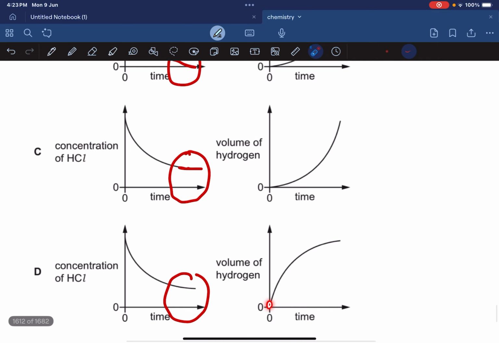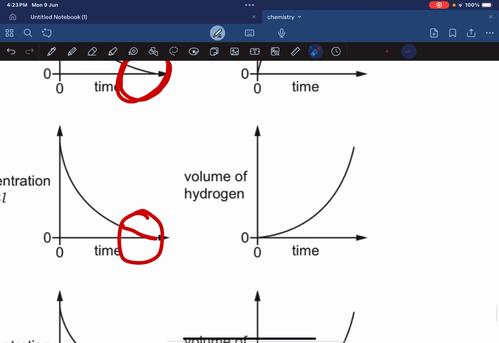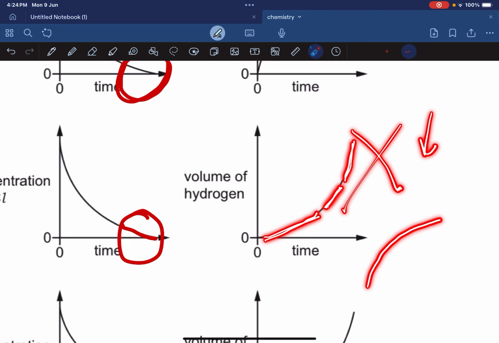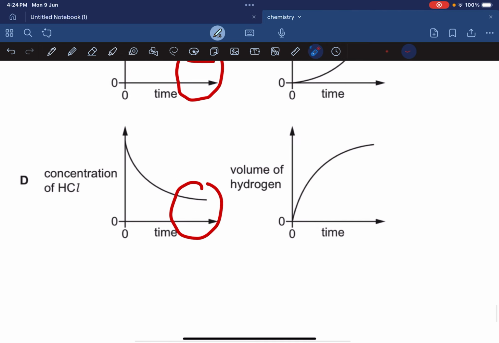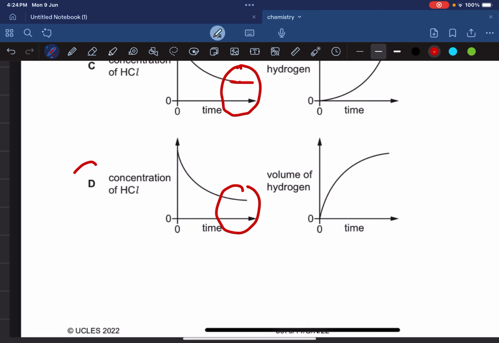Over here as well, initially it's zero and it's increasing, but here it's increasing with an increasing gradient. That means the rate of formation of hydrogen is increasing as time proceeds. That's incorrect. As time proceeds, the magnesium is all going to be used up, so the rate of formation of hydrogen is not going to increase but decrease. So you're going to have a graph of decreasing gradient, because as time proceeds you have less magnesium left. That's why your hydrogen production is also going to reduce. So option D is correct.